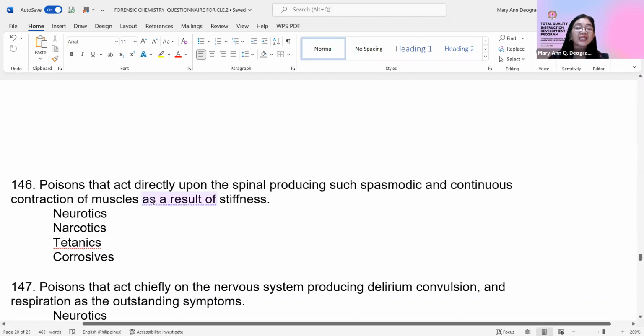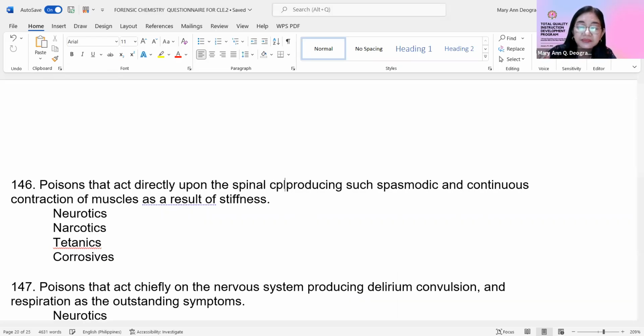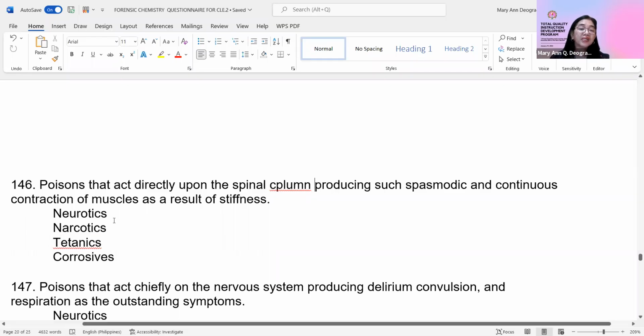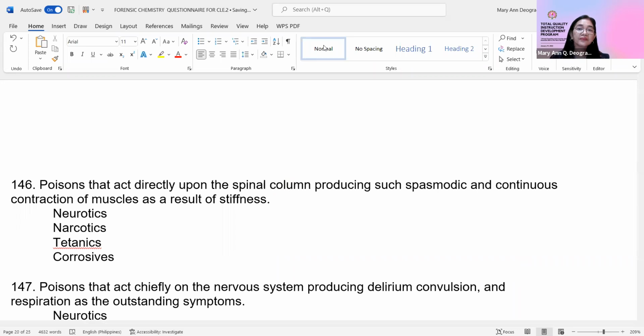Alright, poisons that act directly upon the spinal column. May nawawala dito. Spinal column, producing such spasmodic and continuous contraction of muscles as a result of stiffness. Is it neurotics? Pag neurotics, ano yun eh? Okay, narcotics, tetanics, or corrosive? Anong sagot? Tetanics, yes. Tetanics is tetanus.